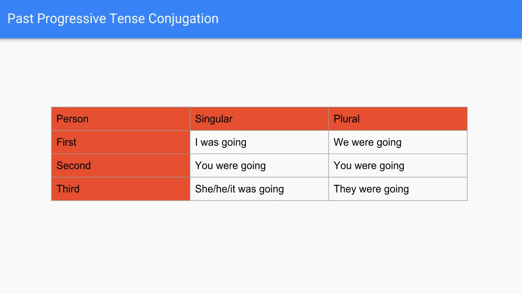Now we're going to take a look at past tense. I was going, you were going, she, he, it was going, we were going, you were going, they were going. Again, all of the plurals and second person singular use the same helping verb, were, and first and third person use was.